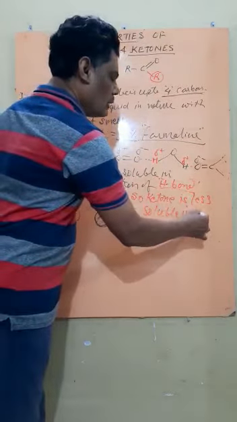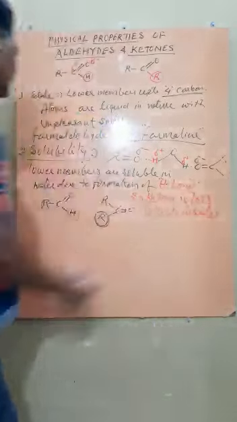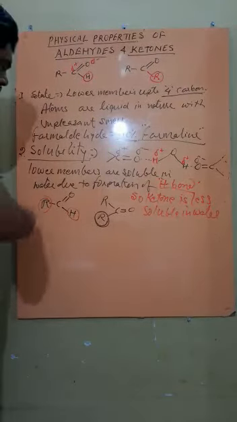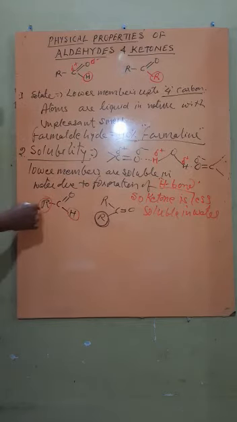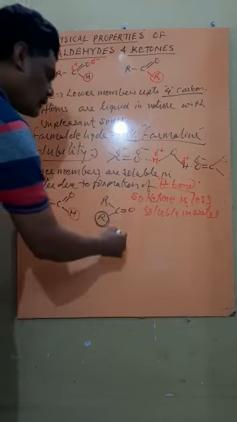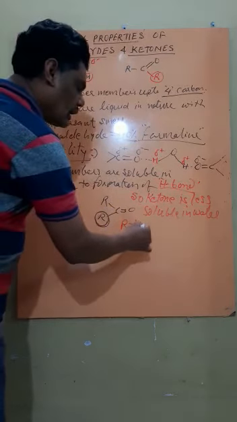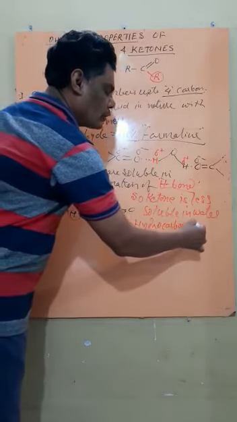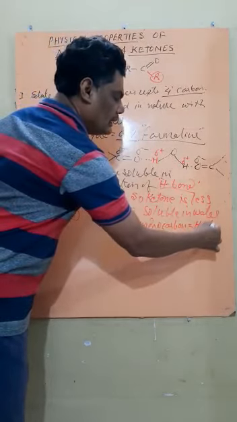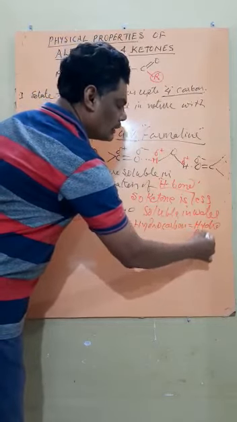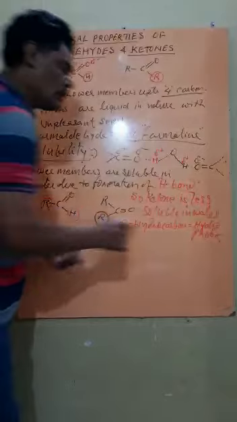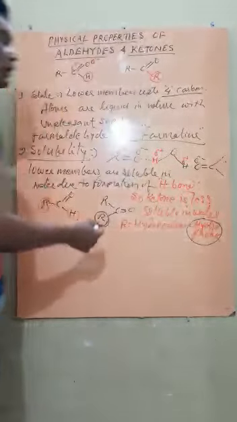And even as the size of R increases, that is in the homologous series, as the size of R increases, the solubility will decrease. Why? Because R is called the hydrocarbon part, and hydrocarbons are hydrophobic in nature. Hydrophobic, that is water repelling in nature, and being water repelling, therefore the solubility decreases.